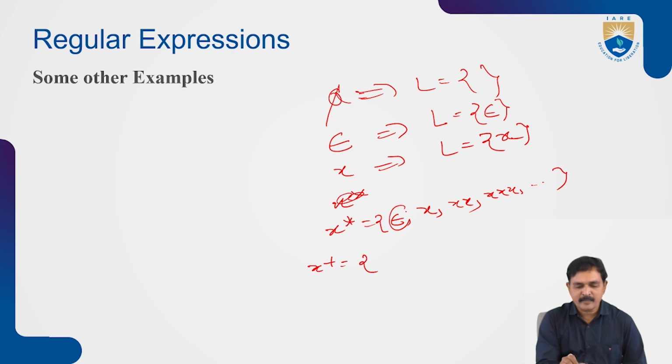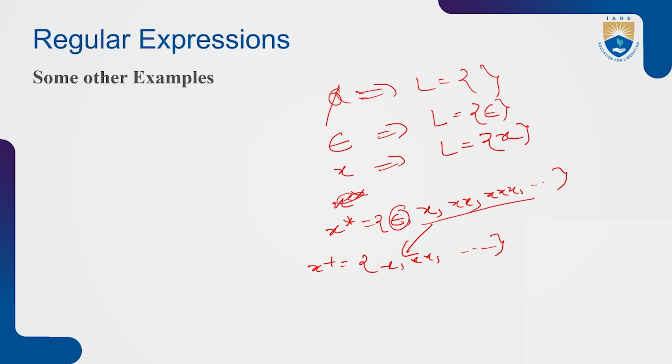Suppose the symbol is x plus: you exclude the null value and consider the remaining symbols here, that is x, 2x, and so on. This is called x power plus.